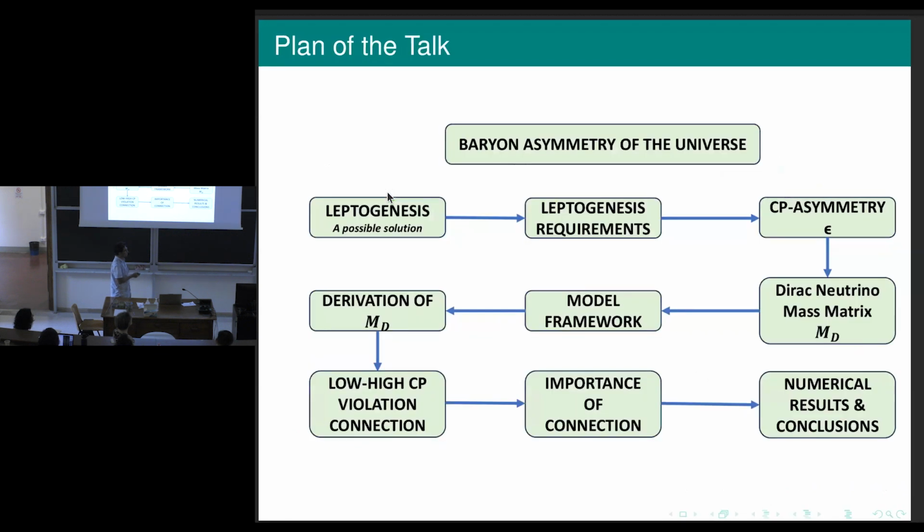So this is the plan of my talk. We want to know the baryon asymmetry of the universe, and leptogenesis is one of the possible solutions. I will talk about the requirements of leptogenesis, which we already heard last week, and then the CP asymmetry and how it depends on the Dirac neutrino mass matrix, and the possible ways to find out the structure of the Dirac neutrino mass matrix. For that, we use the left-right model. I will talk about where we derive the structure of the Yukawa matrix, MD, and then how the low and high energy CP violations are connected, the importance of their connections, and I will show some numerical results.